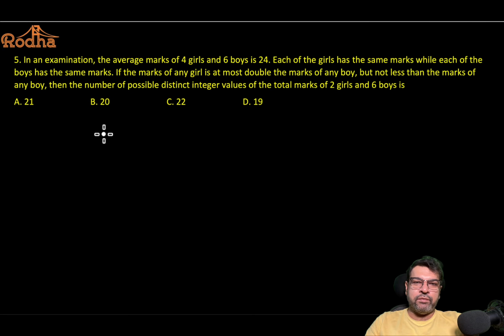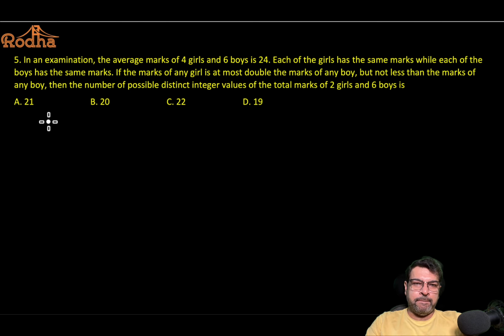In an examination, the average marks of four girls and six boys is this. Each of the girls has the same marks, while each of the boys has the same marks. If the marks of any girl is at most double the marks of any boy, but not less than the marks of any boy, then the number of possible integer values of the total marks of two girls and six boys is. This looks confusing and difficult.